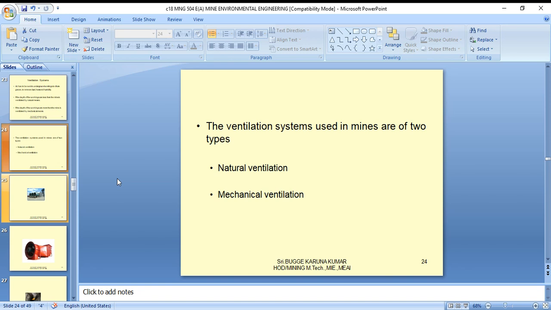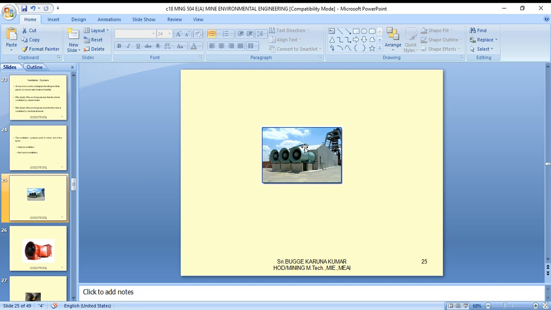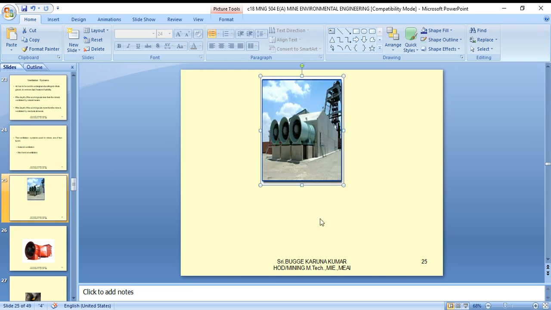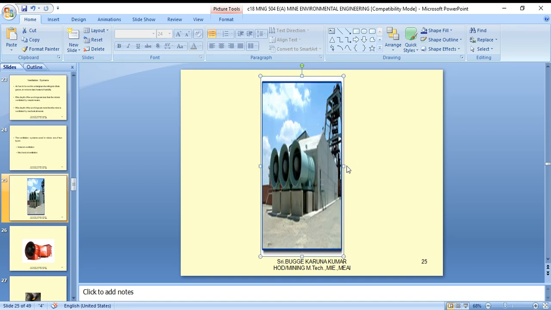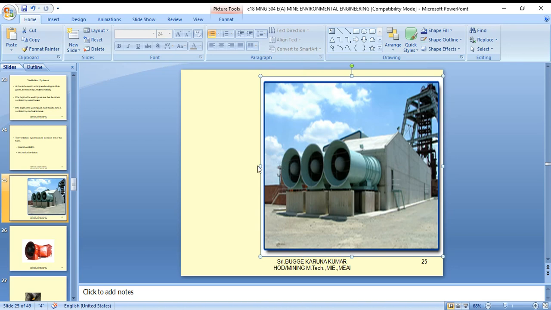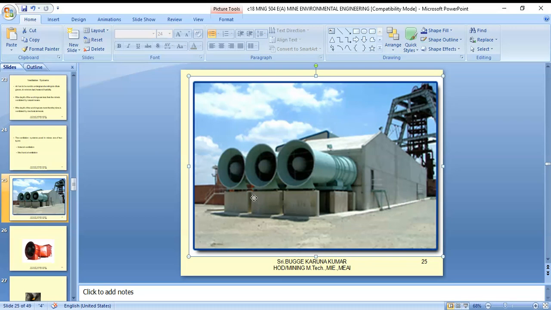But here, natural ventilation means you simply leave the mine shaft mouths open. Depending upon the surface temperature, the air can move from one shaft to another shaft. This is a mechanical ventilation provision with an exhaust system. See this: these are the 1, 2, 3 exhaust fan installations. This is the fan house. Most of these are exhausting fans, maintaining the pressure gauge inside also.